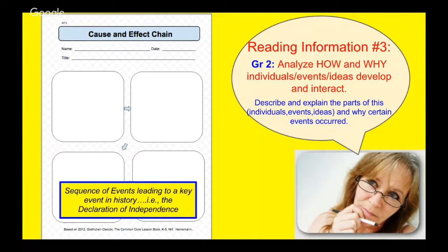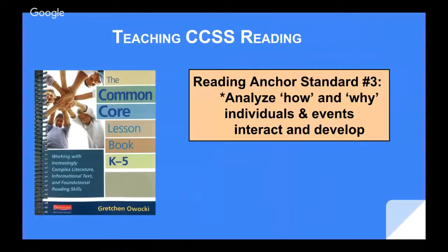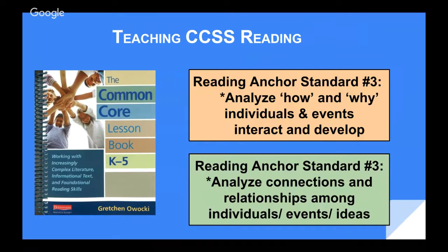You also can be describing the parts and explaining why certain events occurred. So it could be looking at a sequence of events leading to the Declaration of Independence. And by the way, this says grade 2, it's grade 2 through 5. And you can see that in the sophistication of the graphic organizers. So in a nutshell, reading literature, you're analyzing how and why individuals and events interact and develop. In reading informational text, you're analyzing the connection and the relationships among individuals, among events, and among ideas.